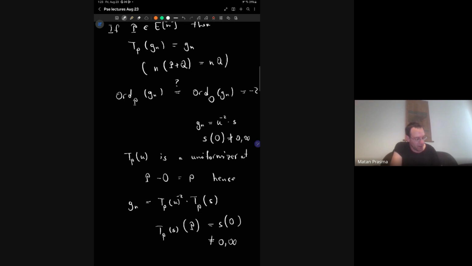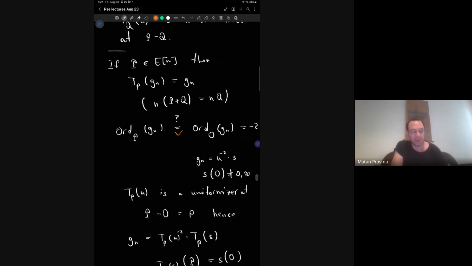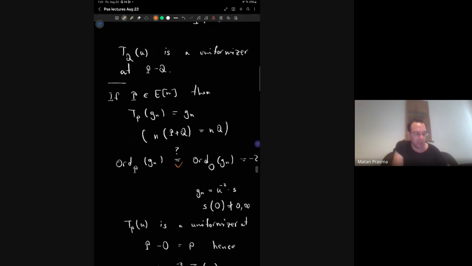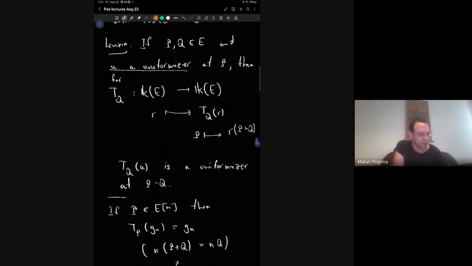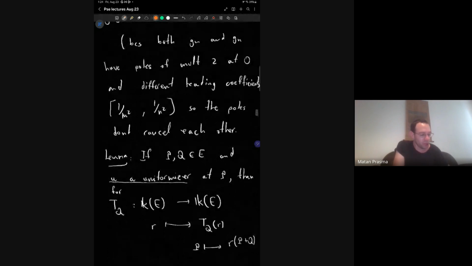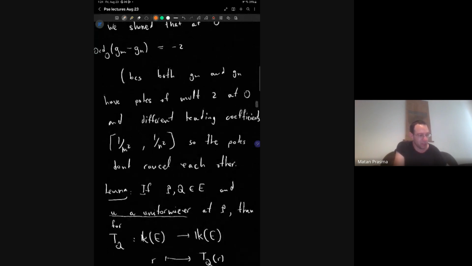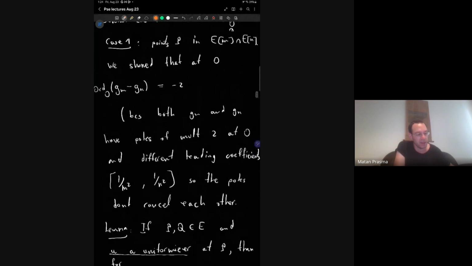So I get that I can express Gn also as a uniformizer to the power of -2 at P. So we get this orange equality. That's something we talked about. I'm just sketching what we did, but the conclusion is that Gm minus Gn has order -2 at all of these green points.